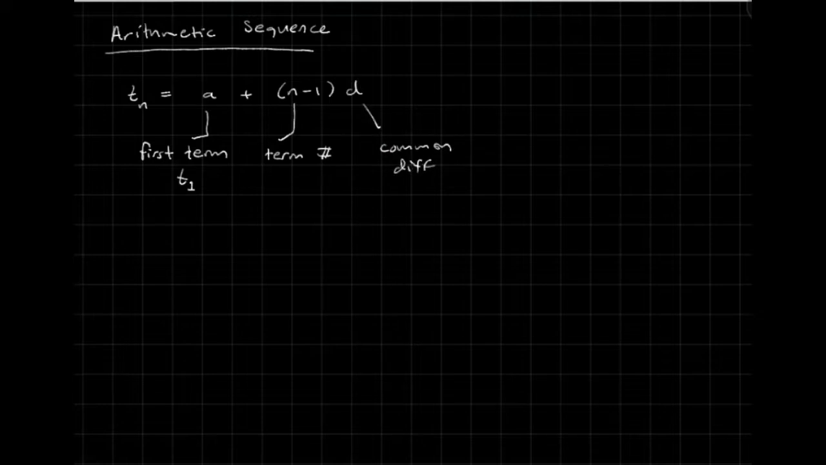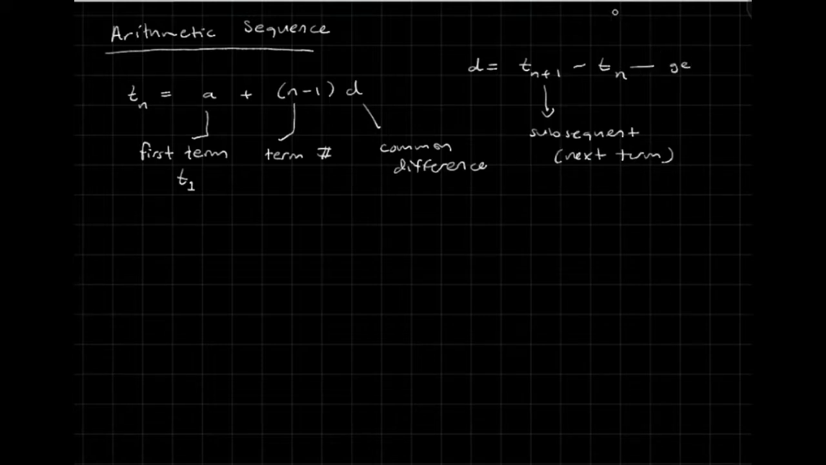For arithmetic sequences, we know that the common difference is constant, and d is equal to tn plus 1 minus tn, where tn plus 1 is the subsequent or the next term, and tn is the previous term.